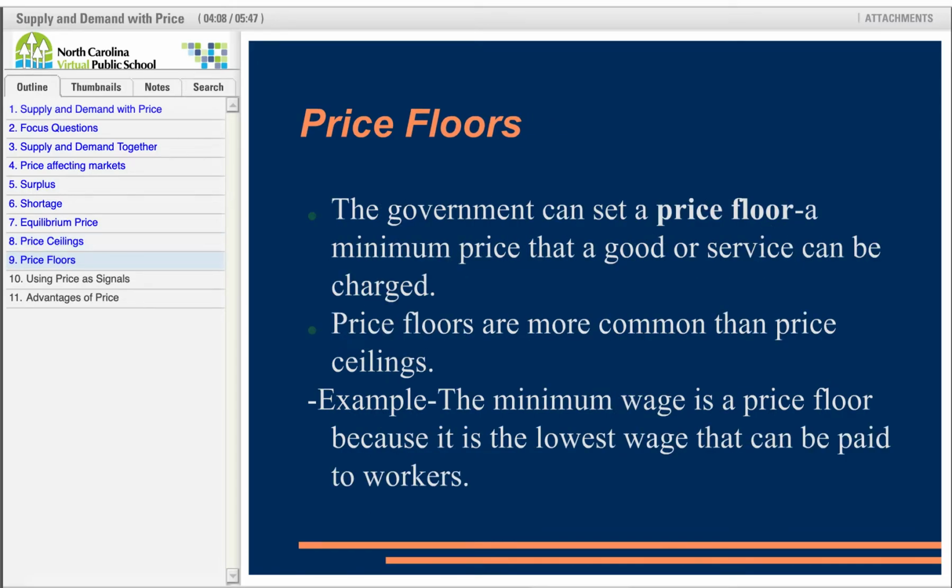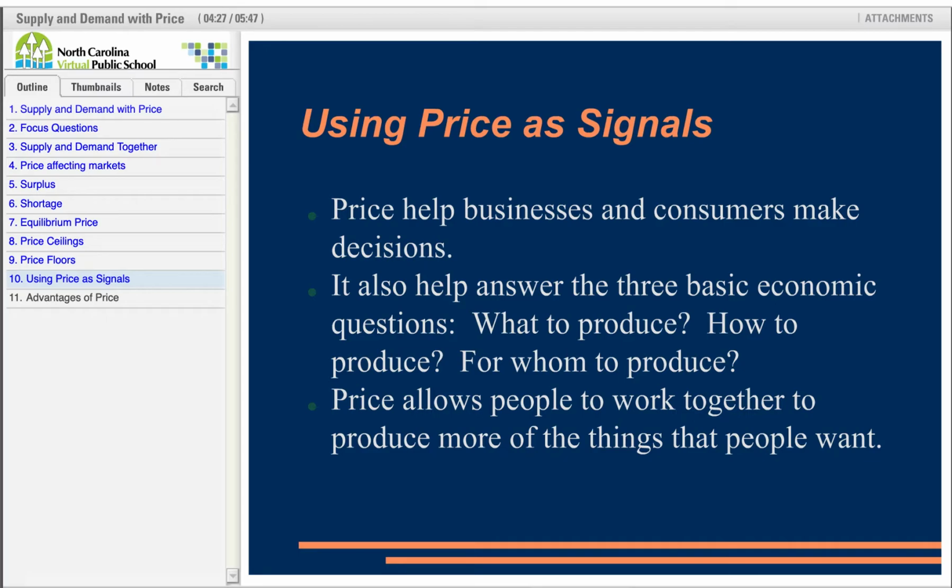The government can set a price floor, which is a minimum price that a good or service can be charged. Price floors are more common than price ceilings. Example: the minimum wage is a price floor because it is the lowest that can be paid to workers. Price as signals. The different parts of the economy need a system of signals so they can work smoothly together.